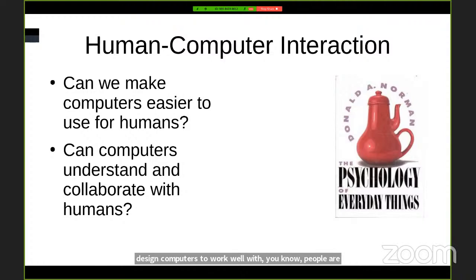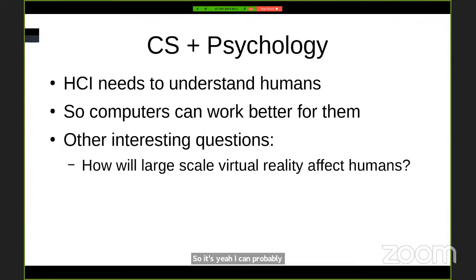A popular book on the topic of how to design computers to work well with people, or how to design things that people can use effectively, is called The Psychology of Everyday Things, sometimes called The Design of Everyday Things, by Donald Norman, who later went on to Apple to design their systems. And that's probably why some Apple stuff is very easy to use. So HCI can probably be thought of as computer science plus psychology, where we need to understand humans to build better computer systems for them.